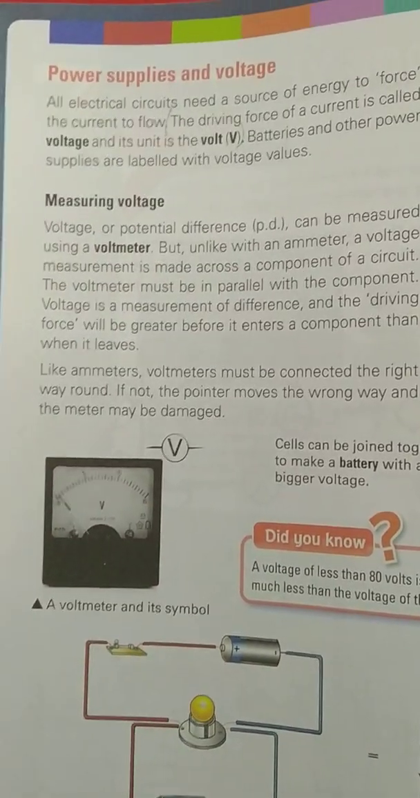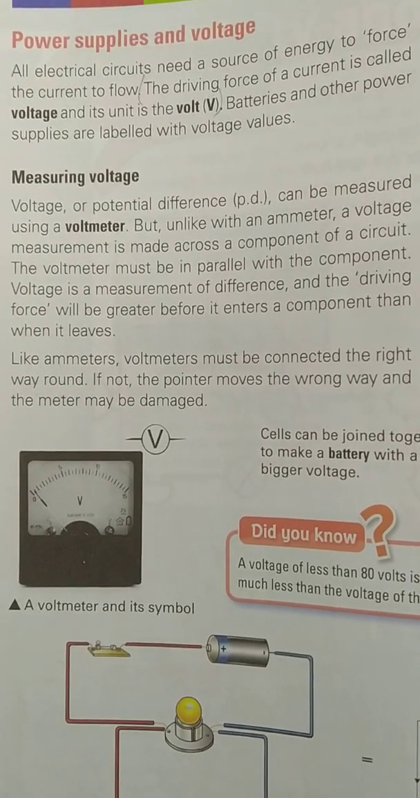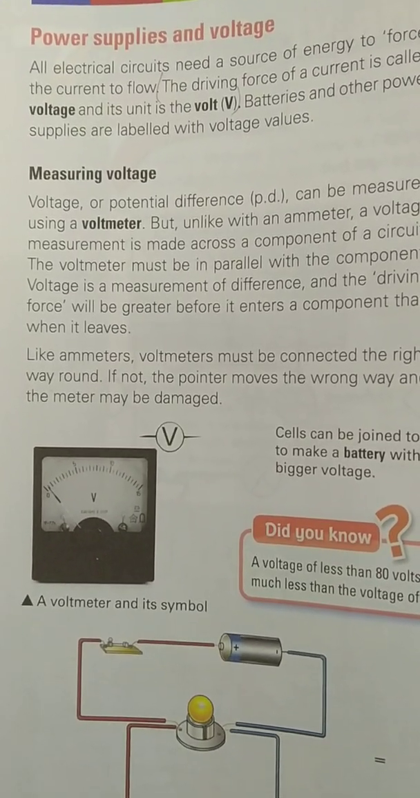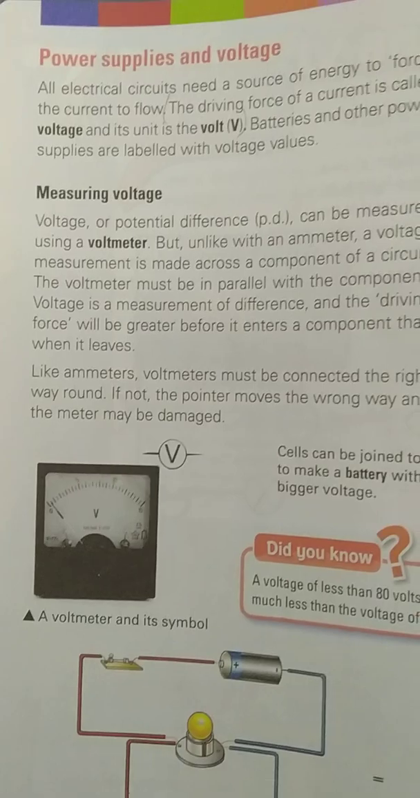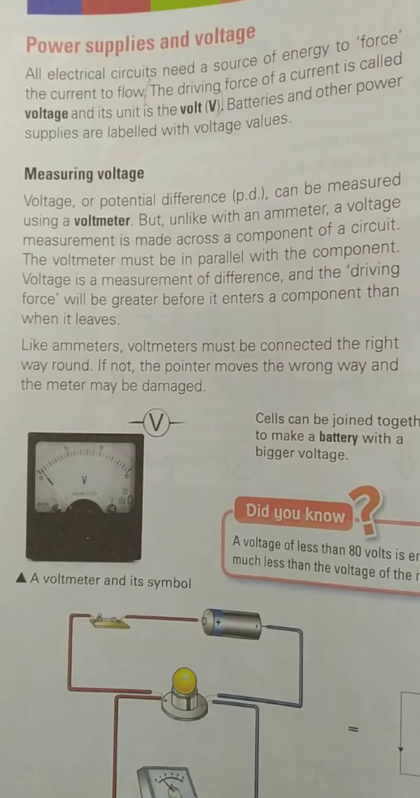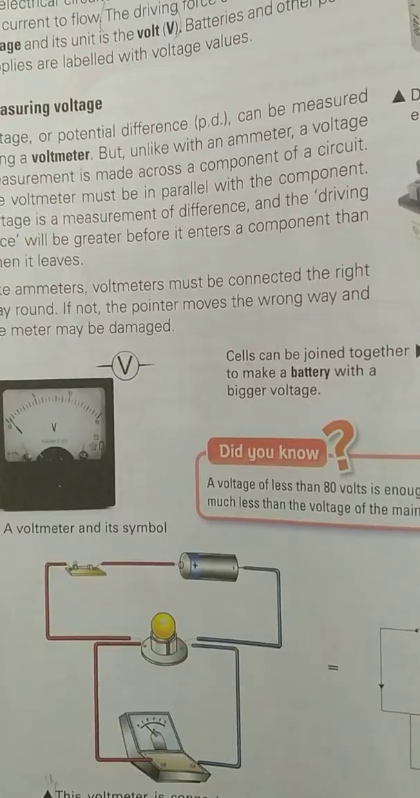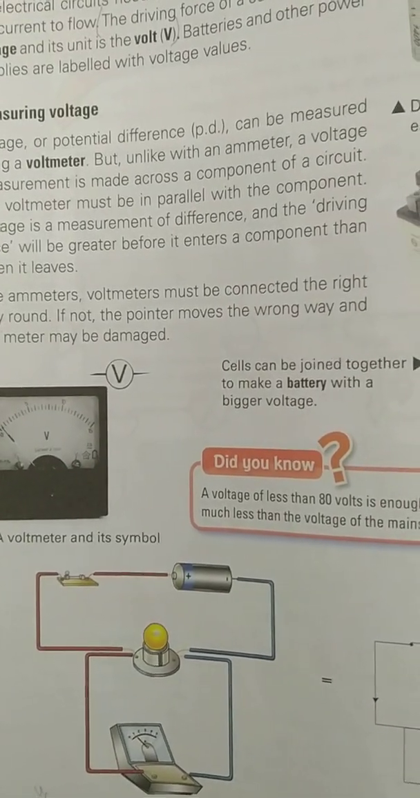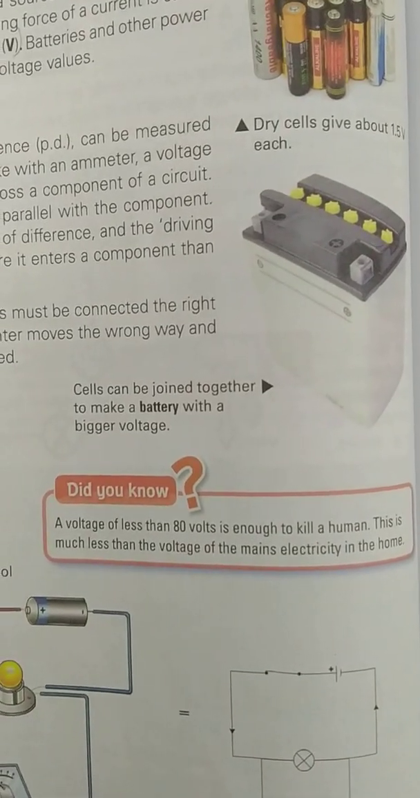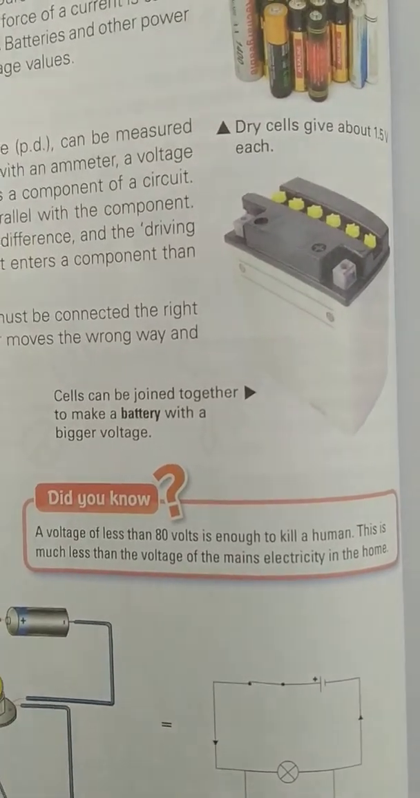Then we talked about power supplies and voltage. You already know what voltage is. It is the parameter by which we measure the flow of electric current. We measure voltage with a voltmeter, and its unit is the volt. The higher the voltage, the higher the electric current. It takes less than 80 volts to kill a human, which is much lower than the voltage used in our main circuits.